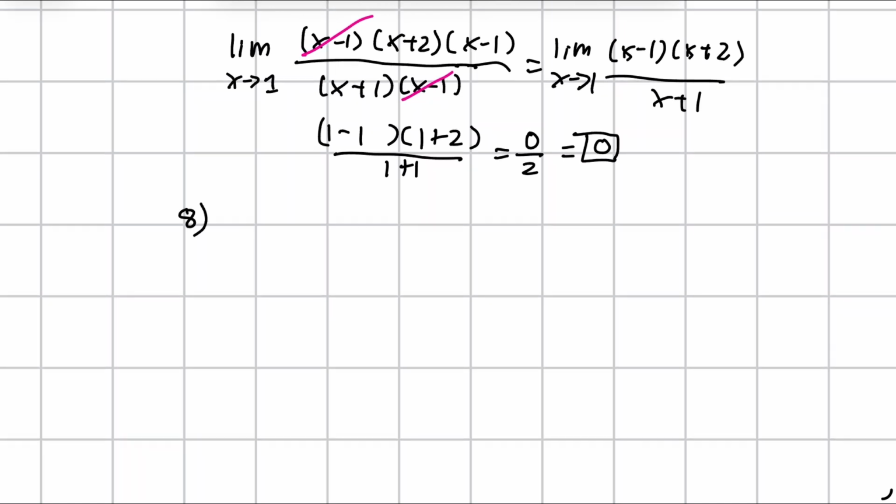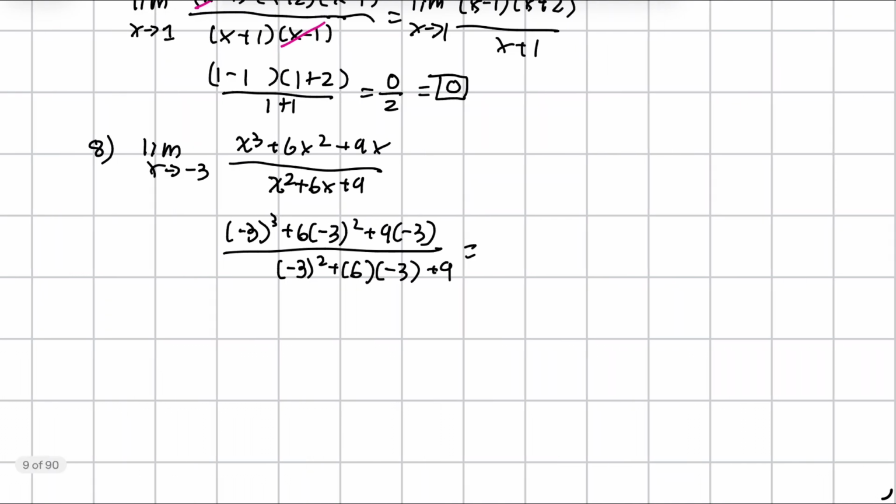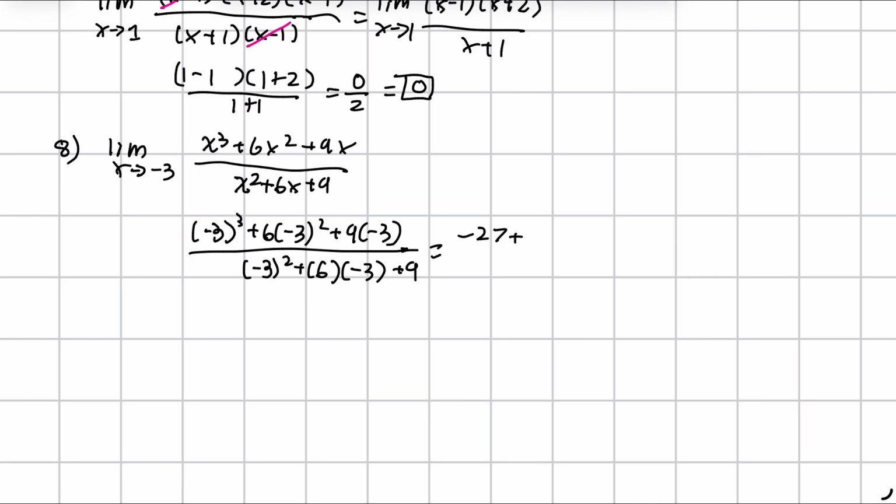Now, what about this? We have a limit as x approaches negative 3 of x cubed plus 6x squared plus 9x divided by x squared plus 6x plus 9. So direct substitution, we have negative 3 cubed plus 6 times negative 3 squared plus 9 times negative 3, divided by negative 3 squared plus 6 times negative 3 plus 9. That is going to give us negative 27 plus 54 minus 27 divided by 9 minus 18 plus 9. That's all 0 over 0.